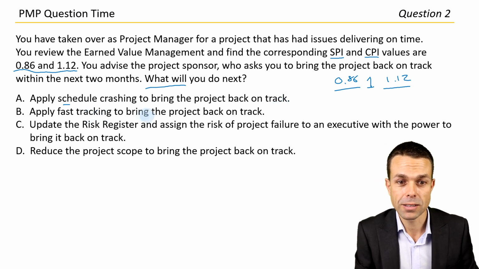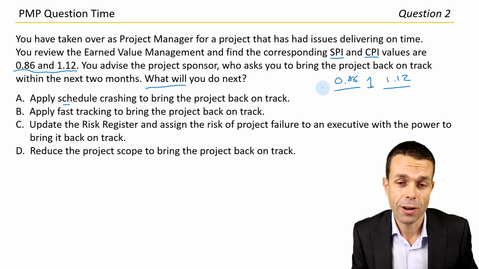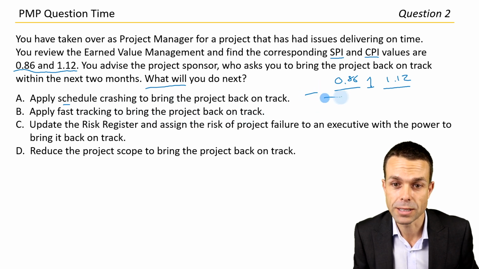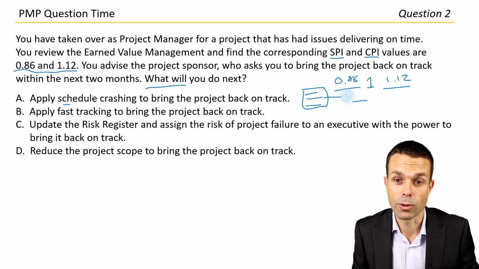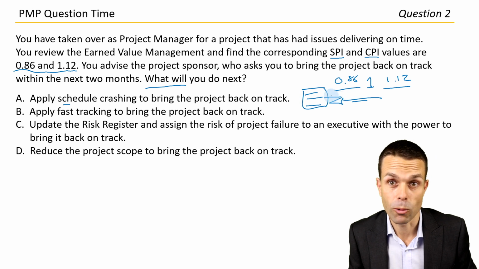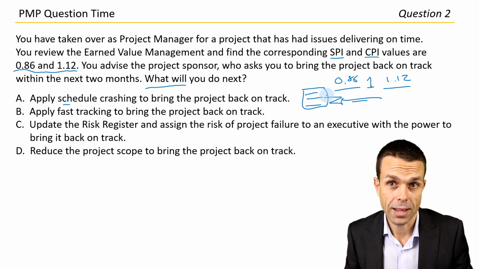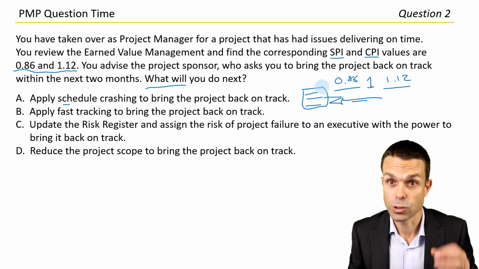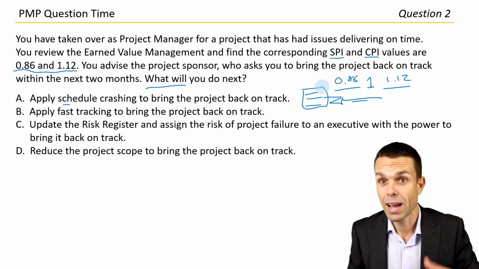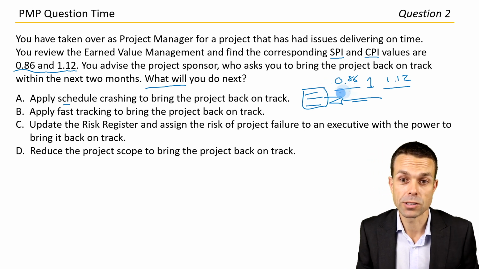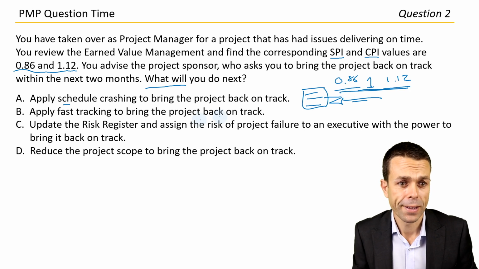Apply fast tracking to bring the project back on track. Fast tracking is when we have items in sequence, and instead of that, we actually try to do them in parallel at the same time. And that way we bring our schedule in. That one usually doesn't cost as much, if anything, and it's usually a good way to do it. But we have money to spare, so I think we can still go with the schedule crashing approach.